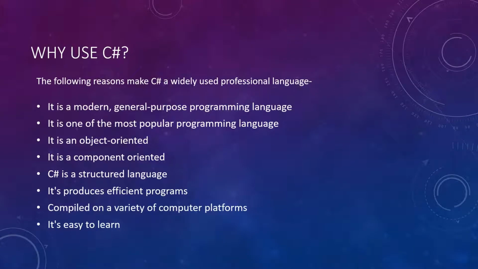Why use C#? The following reasons make C# a widely used professional language. It is a modern, general-purpose programming language. It is one of the most popular programming languages. It is object-oriented. It is component-oriented. C# is a structured language. It produces efficient programs, compiled on a variety of computer platforms. It's easy to learn.